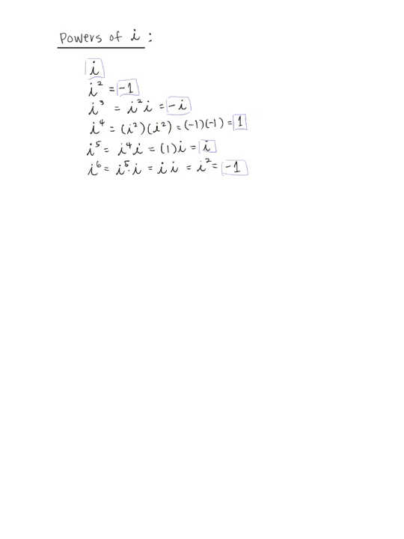And what do you think i to the seventh is going to be? Yes, i to the seventh is going to be -i, and i to the eighth is going to be just 1. Do you see the pattern? If I raise i to a certain power, it's going to repeat in a cycle of 4. It's always going to be either i, -1, -i, or 1.